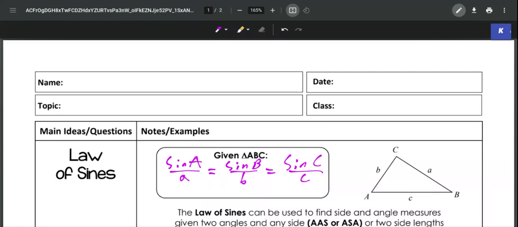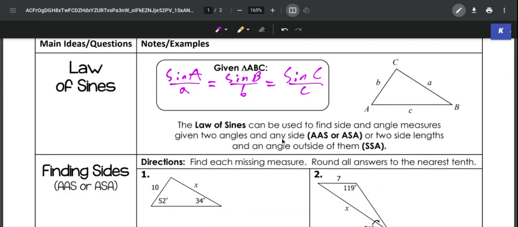All right, this video is going to cover law of sines. Law of sines is going to be a way that we can figure out the measure of a side or an angle. It's just another way to do that. You'll be given a triangle that looks like that. That's just what this given triangle ABC means.